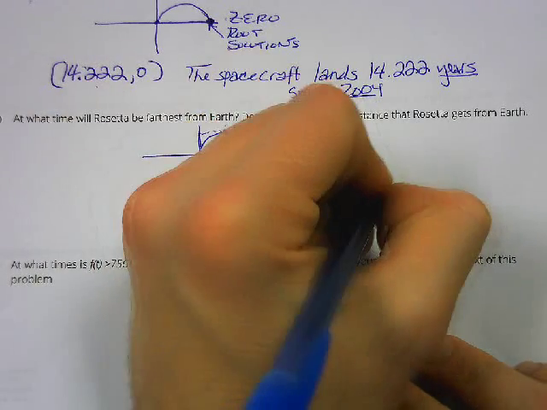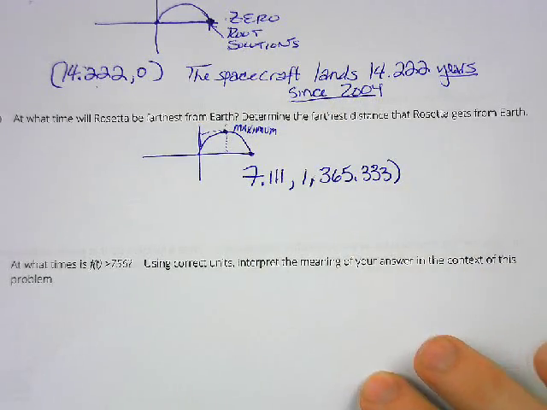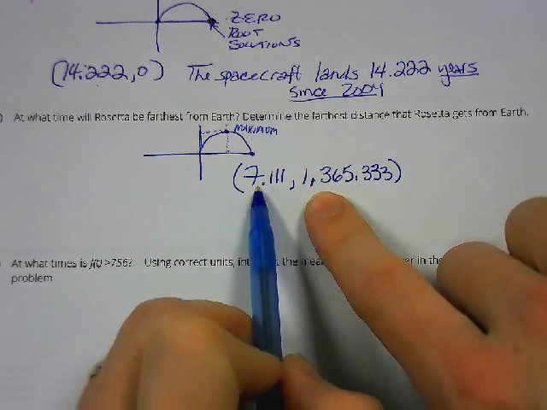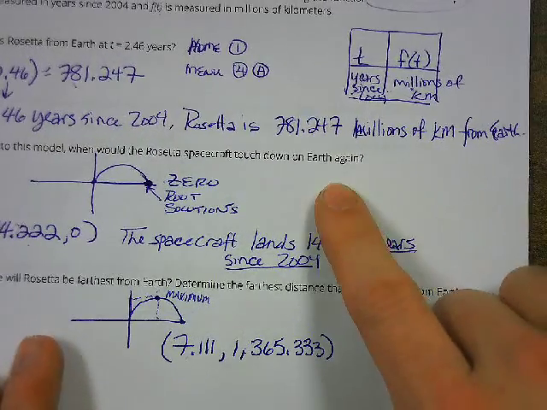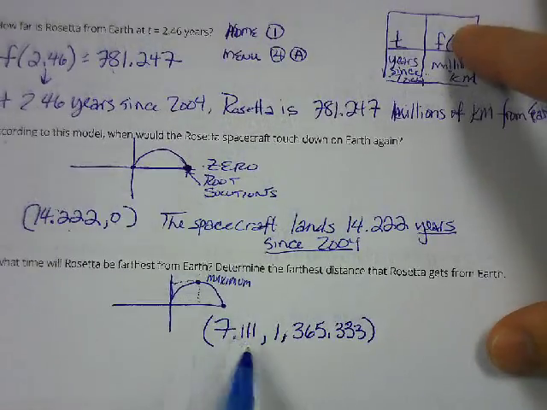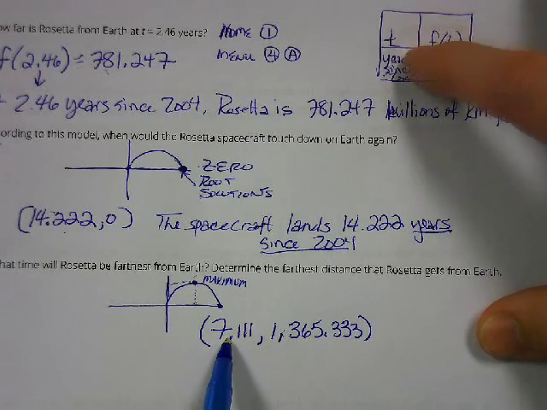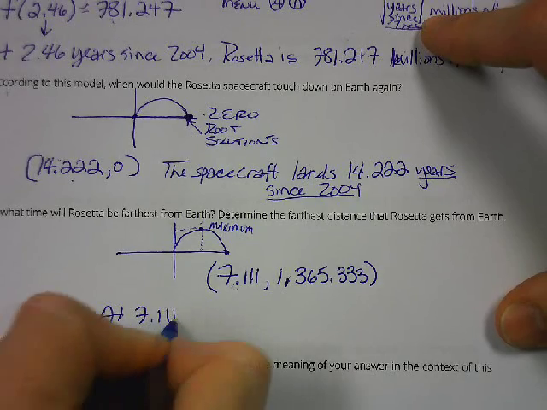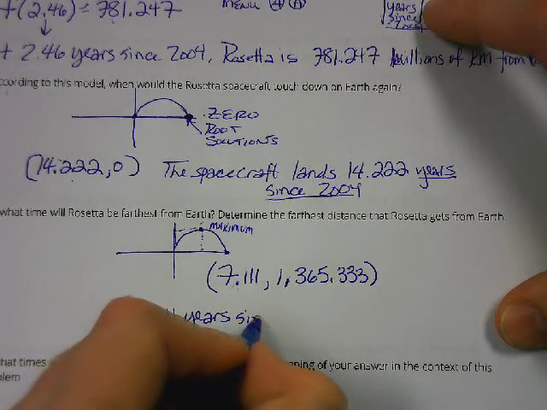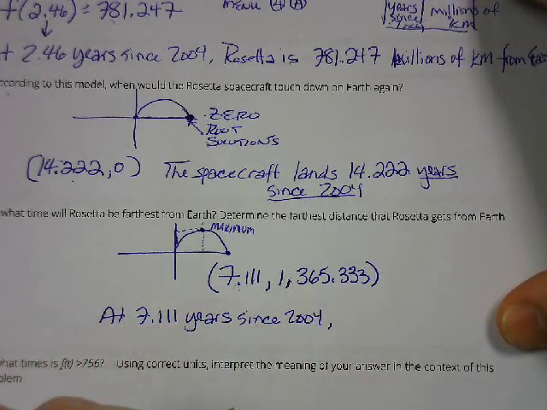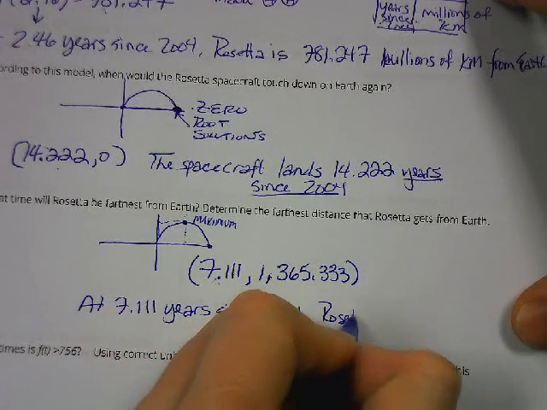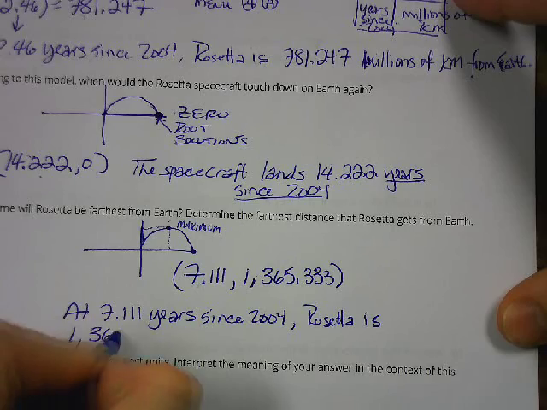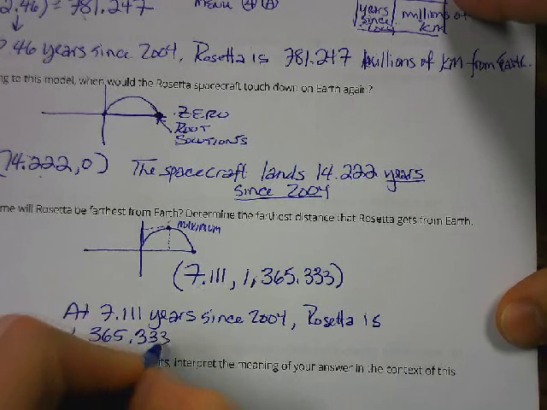Alright, and that's our coordinate point of the maximum. So all we need to do is write this along with all of our variables, and we'll have our sentence here. So the x value, again, is measured in t years since 2004. So at 7.111 years since 2004, Rosetta is 1,365.333 millions of kilometers from Earth.